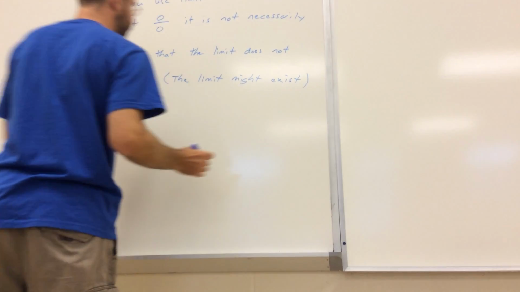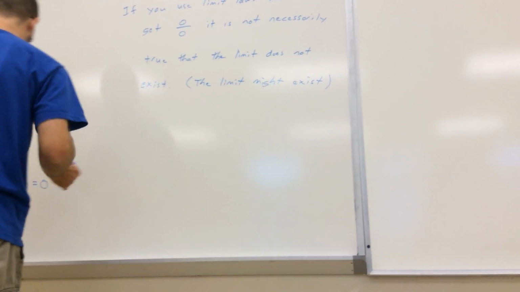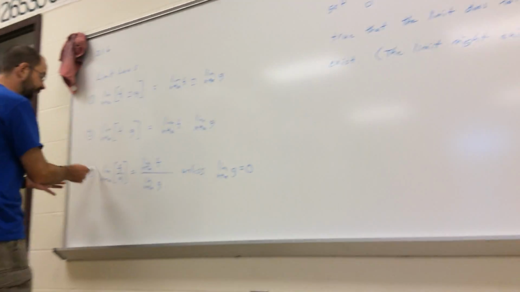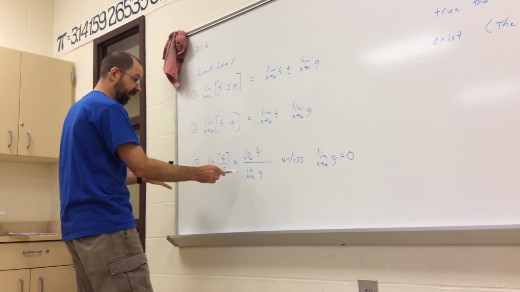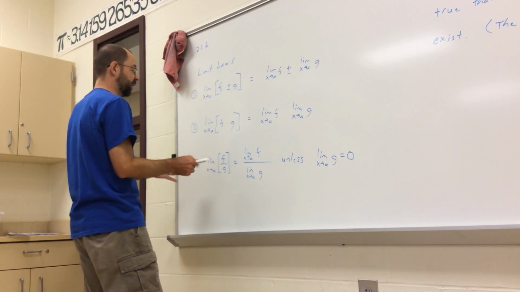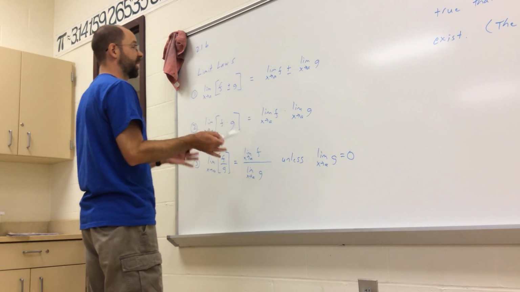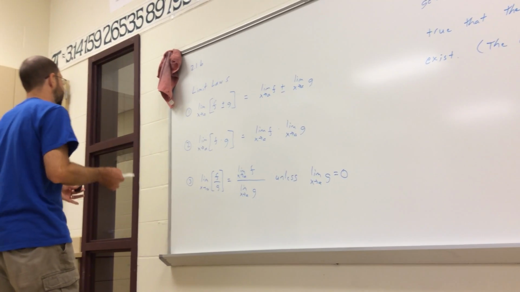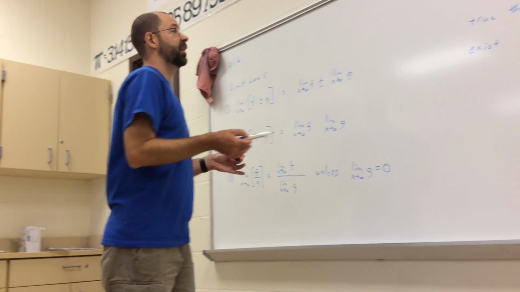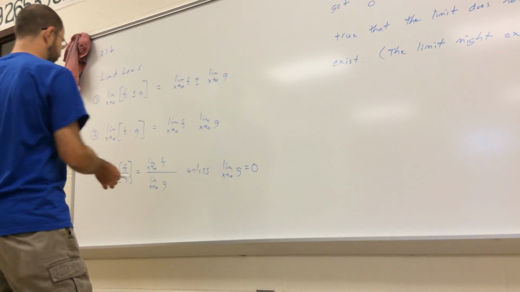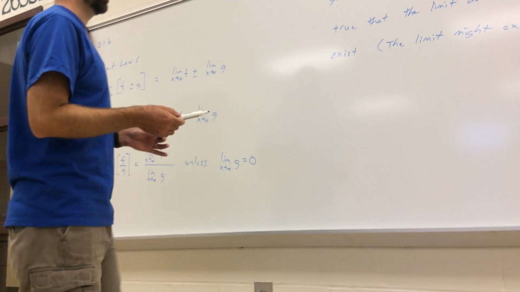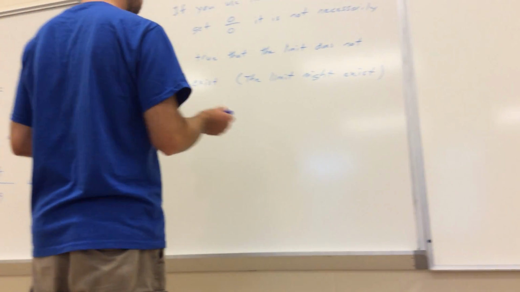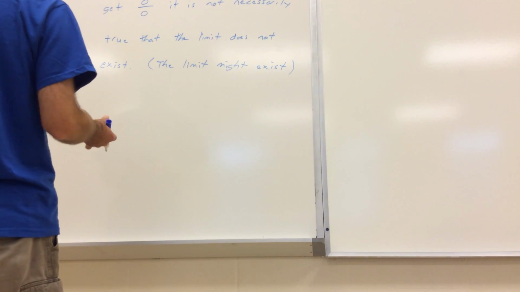So what's going on is, if you get this 0 over 0, this means that this here is not a legal use of the limit laws. And so you'd have to try something else. And so far, the only other thing we have to try is a table. So at this point, if you use limit laws and you get 0 on the bottom, you're going to have to make a table to figure out the limit, because the limit laws are not working.